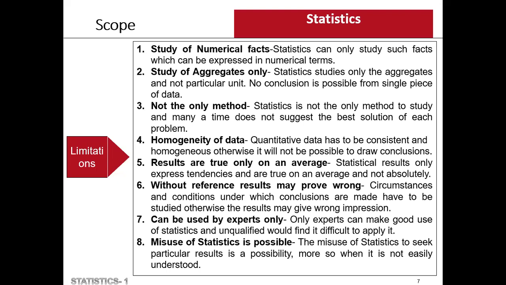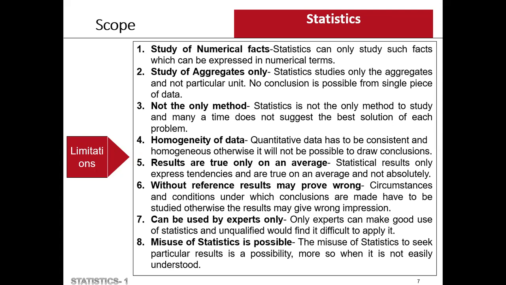The third one, not the only method. Statistics is not the only method to study, and many a time it does not suggest the best solution for each problem. Why? Because it deals with averages. To apply statistics, the data we collect should be homogeneous in nature. That is, homogeneity of the data is very much required. The results are true only on averages. That means whatever data we have collected and analyzed, that interpretation is only true keeping the average into consideration. Without references, results may prove wrong.